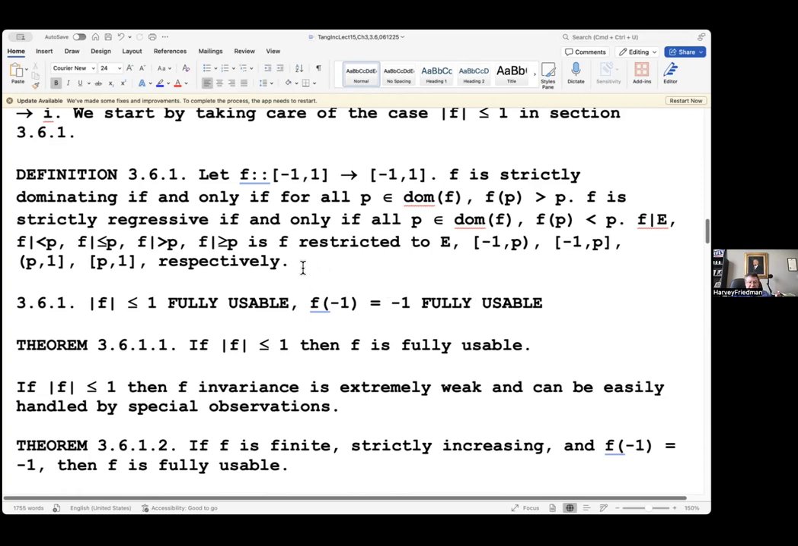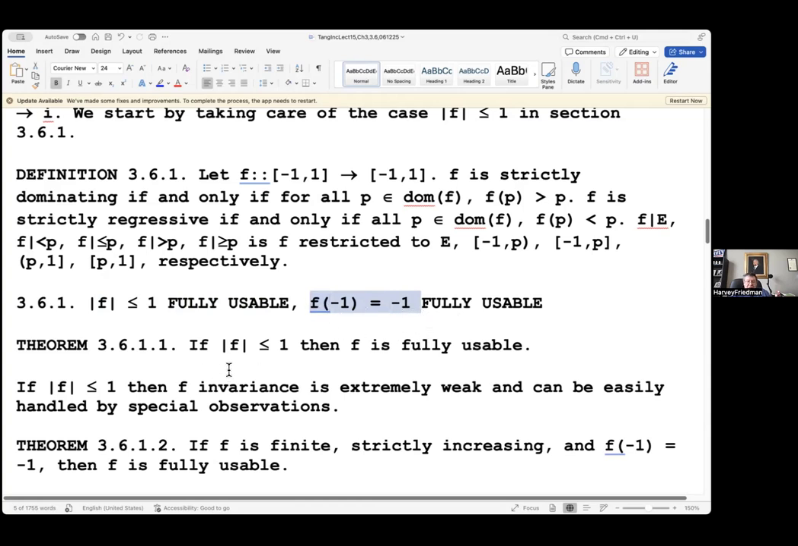All right. So in the first section, we take care of 2 cases. One is when the function has cardinality less than or equal to 1. That means it's either the empty function or just a function at one point. The other case is just that f of -1 is -1, and I don't care about anything else, just as long as it's strictly increasing.